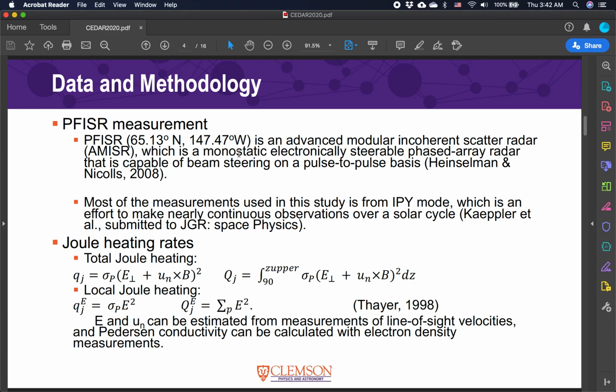In this study, I followed the method used in Say's paper to calculate the total Joule heating and local Joule heating. The total Joule heating includes the effect from neutral winds, and the local Joule heating assumes the neutral wind to be zero. The electric field and neutral wind can be estimated from measurements of line of sight velocities of ions, and Pedersen conductivity can be calculated with ion densities.